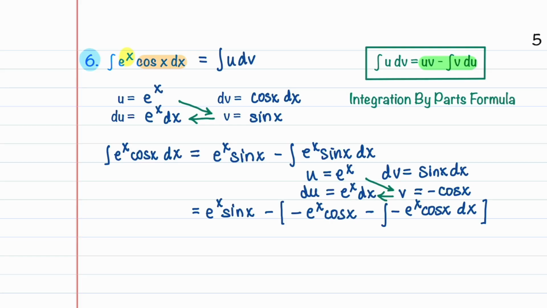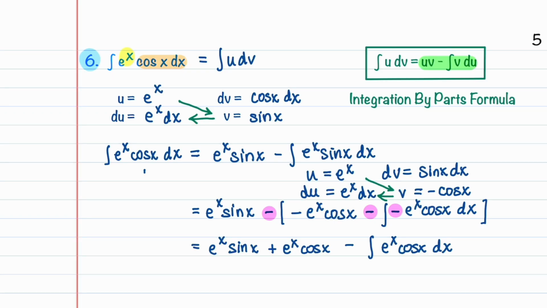Now let's work with these negatives. We'll multiply that through. We have e to the x sine x plus e to the x cosine x. These two negatives become a positive, and then we have another negative hanging out in front. So this becomes minus the integral e to the x cosine x dx. That's a really common mistake right there, is to not keep track of those negatives properly.